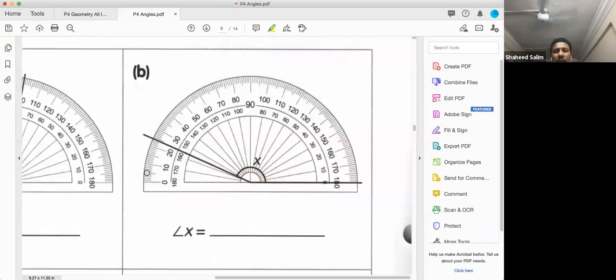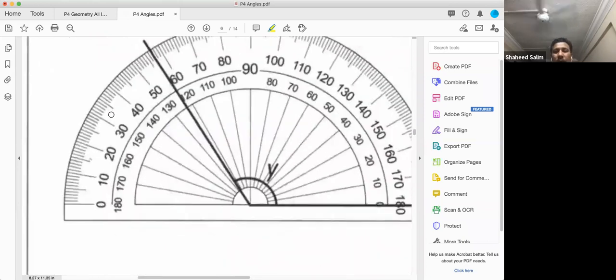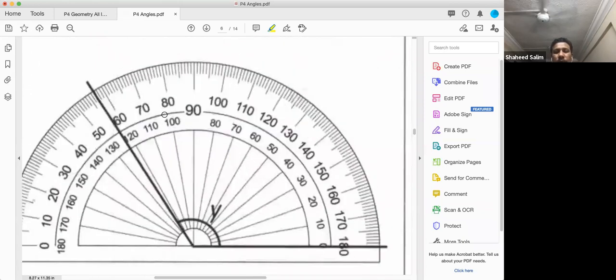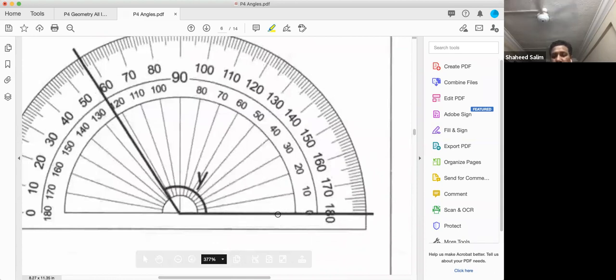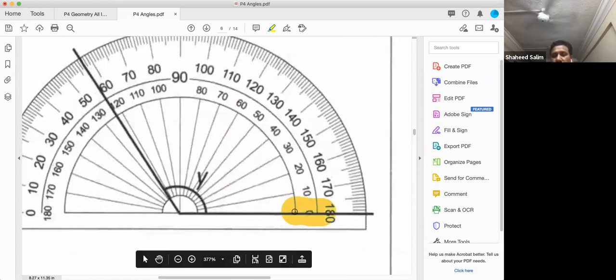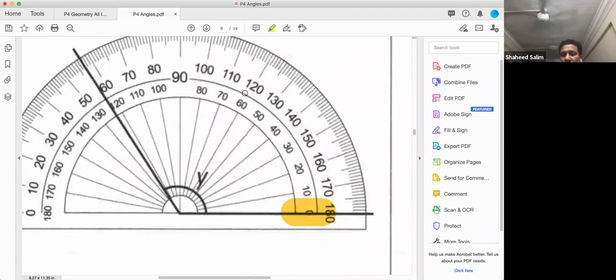Okay, we try the next one now. You can do this, okay? Here we go. Zero should be here. Zero should be here. All the outside part, forget about them. You're not going to read them.